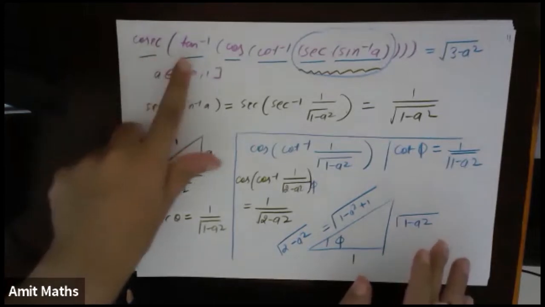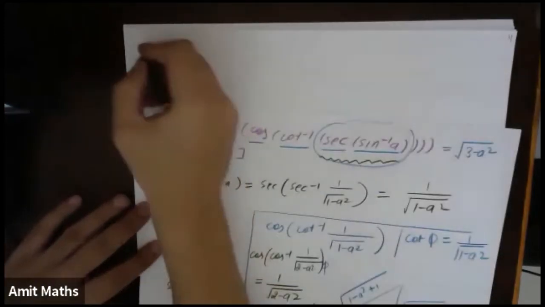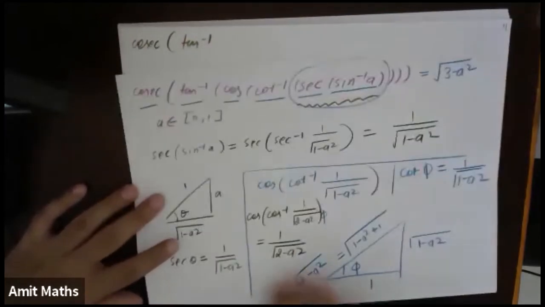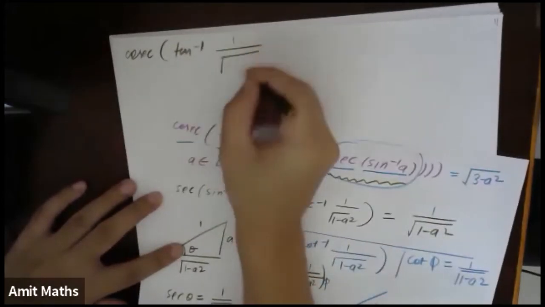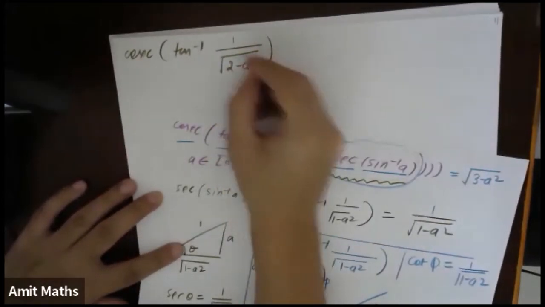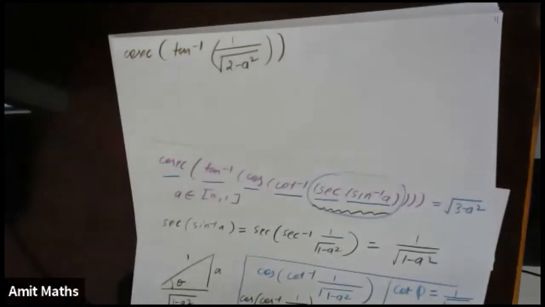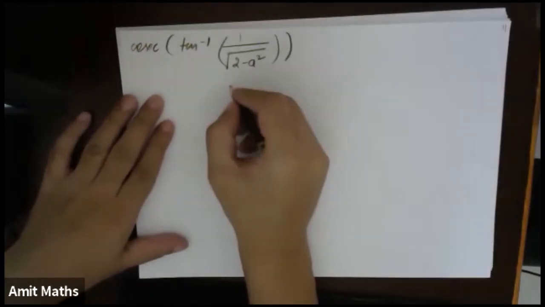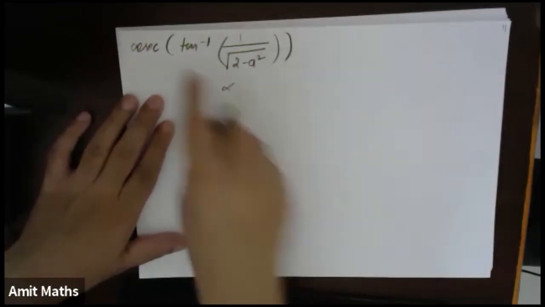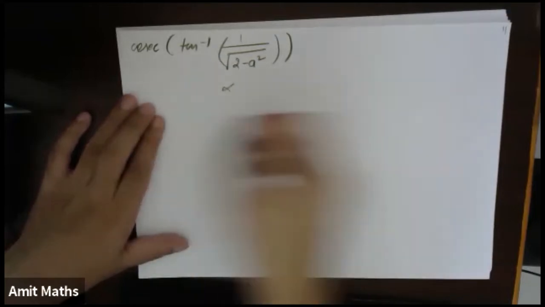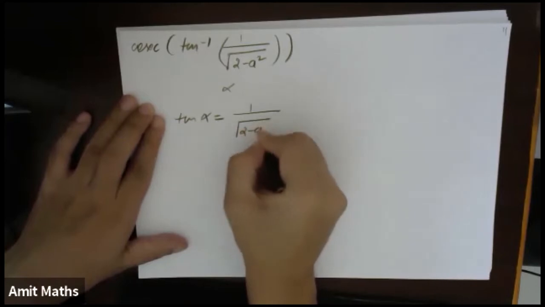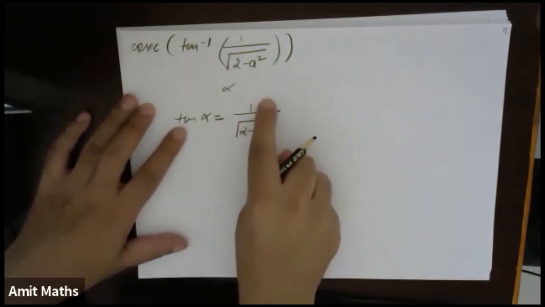Okay. Then the last part, cosec of tan inverse of 1 upon under the root of 2 minus A square. Now again, I will repeat the exact same thing which I did in the previous two parts. Let's take this equal to alpha. So tan inverse of something is equal to alpha, so we have tan alpha equal to 1 upon root of 2 minus A square, right? So tan alpha is height upon base.